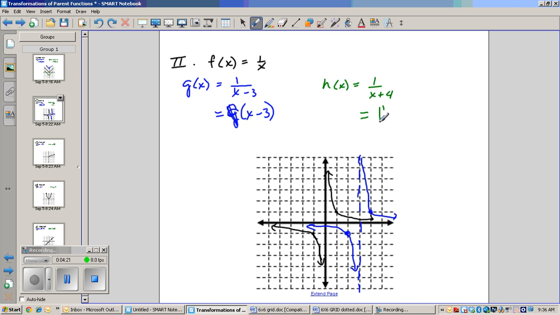This is f of x plus 4. So I'm going to shift the opposite of what you see. If you see plus 4, we're going to go to the left 4. Negative 4 would make this function undefined. 1, 1 goes to negative 3, 1. And negative 1 goes to negative 5, negative 1.